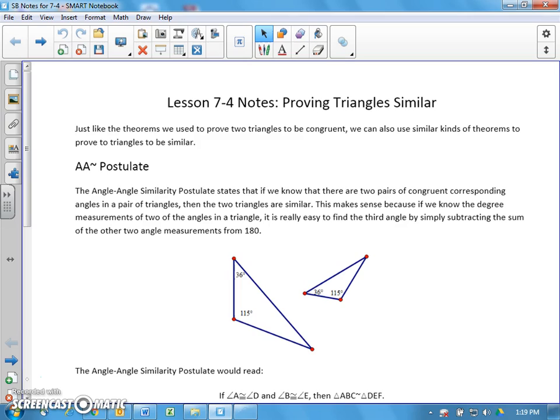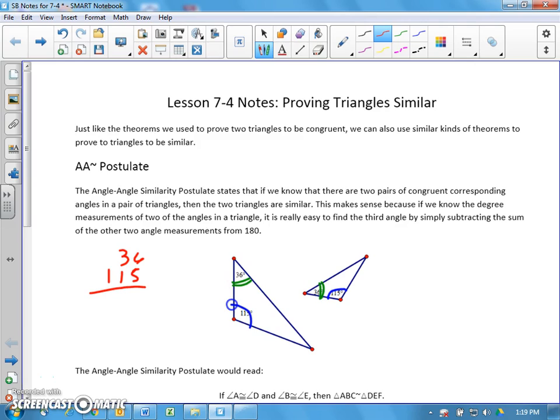This tells us if we know two pairs of angles are congruent, then we know that the triangles would be similar. This should make sense. For example, in this case, I can see that 115 degrees is congruent in both of those. 36 degrees is congruent in both of these triangles. And I could go calculate the third angle by adding together the 36 and 115. And by this, we're going to get 151.